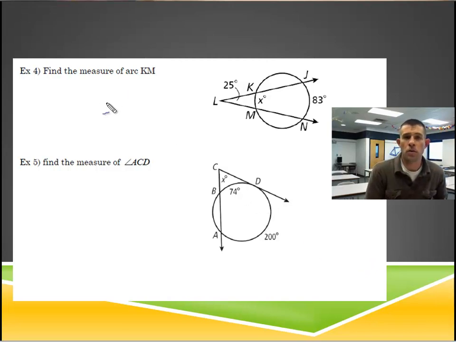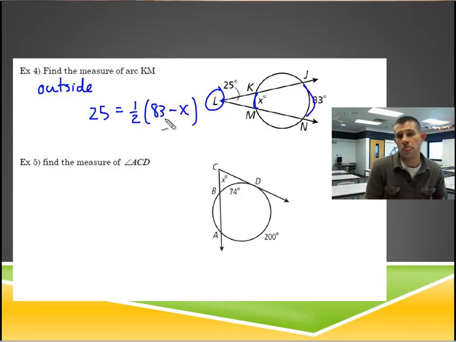In our last two examples, we're going to find the angle measures or arc measures again. So this one asked me to find the measure of arc KM. I recognize that my vertex is outside my circle, and therefore that vertex, which I know is 25 degrees, must be equal to 1/2 the big arc, in this case, which is 83, minus the small arc, which is x, and that's what I'm trying to find. So I need to work backwards to get x by itself.